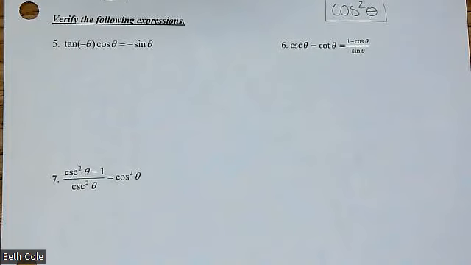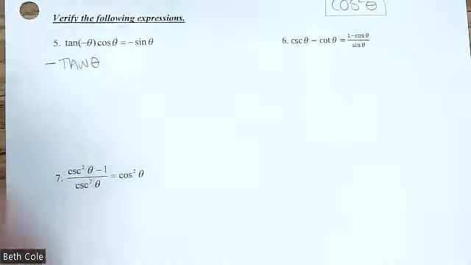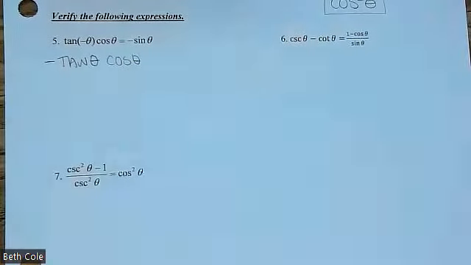Secant. Cosine and secant are the even ones. They would turn positive. All the rest are odd. So since tangent is odd, it's going to be negative tangent theta, and then times cosine theta. Don't write equals whatever. You're just going to keep working until you get that answer.